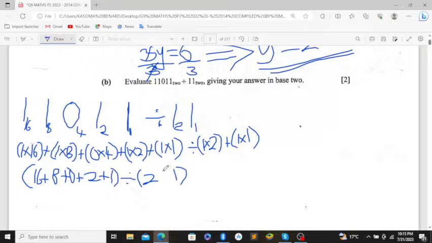Now once we have done this, the next thing we're going to do is the actual addition. So we'll add this first. 16 plus 8 will give us 24. 24 plus 0 will give us 24. Then 24 plus 2 will give us 26. 26 plus 1 will give us 27. So we're going to come up with 27 here. Then we say divide by 2 plus 1, which will give us 3. Now once we've gotten 3, we're going to divide 27 by 3.